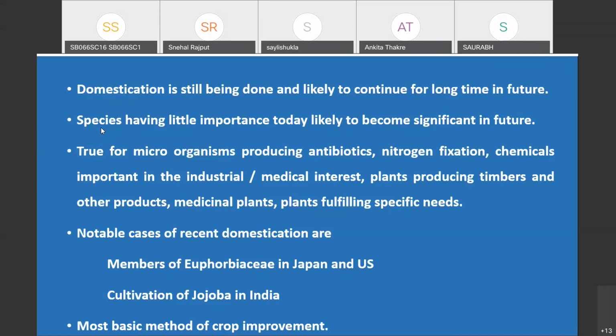Okay, the examples of recent domestication are the members of the Euphorbiaceae in Japan and the United States. In Japan and the United States, in recent times, several species of the Euphorbiaceae have been domesticated and cultivated, because the species of the Euphorbiaceae are known to produce latex.